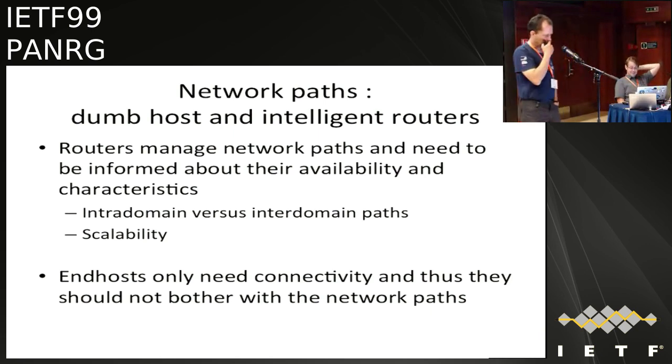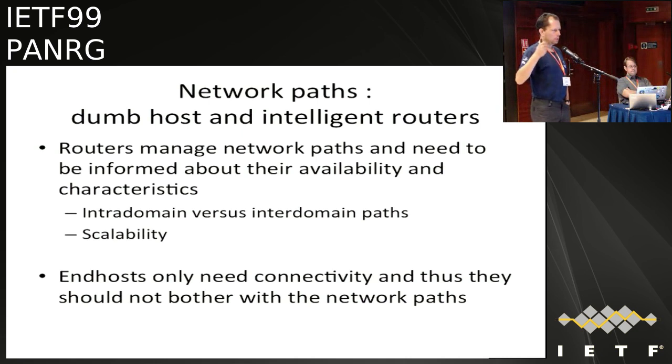So what do we have? Basically, there is a tussle between what we put on the host and what we put on the routers. One viewpoint is that, from a path viewpoint, the host is dumb and the network is intelligent. The router has to manage the network path, so the router needs to know the available paths, and it needs to have ways to select the path to be used to reach a specific destination. So it has more information. The end hosts only need to have connectivity, so they don't care about the path. So from a routing viewpoint, the end hosts are completely dumb devices, while the routers are very intelligent.